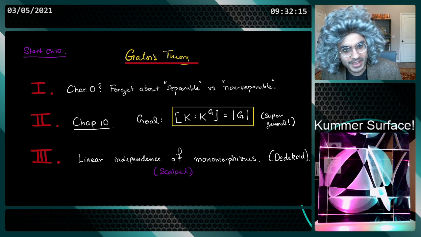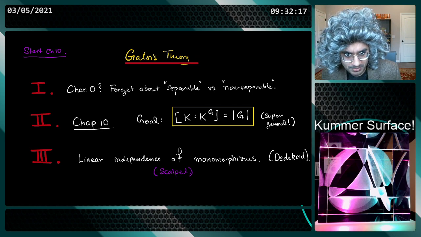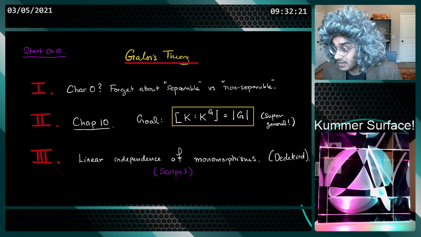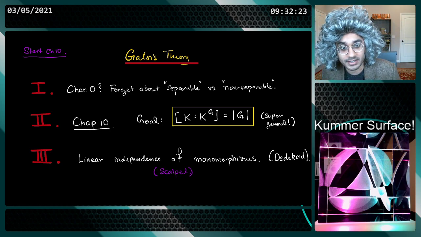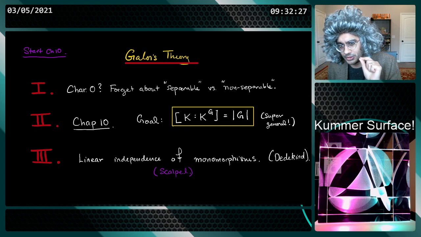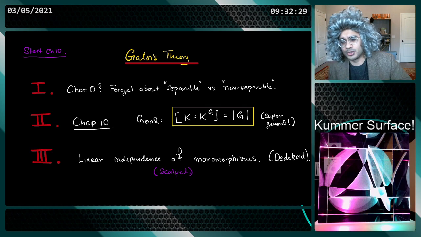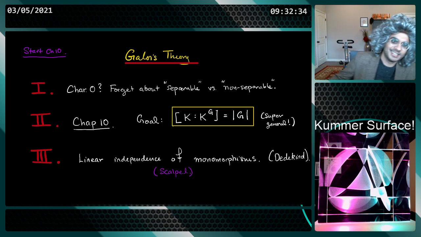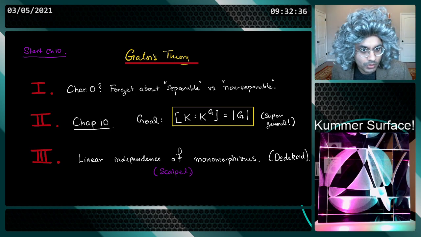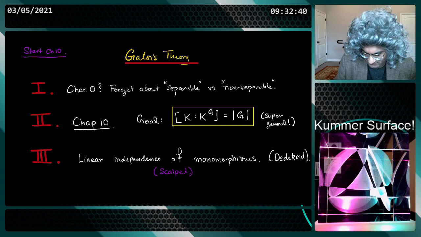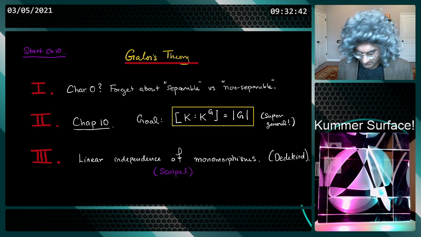Then we move to the main point of chapter 10. I'll state the main point of the chapter, and we'll begin by at least stating a little tiny scalpel-like tool due to Dedekind that is crucial in the proof of that main claim. All right, let's begin. Separable, fine. No problem in characteristic 0.